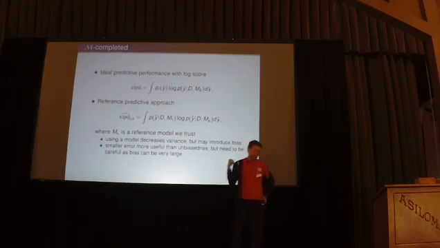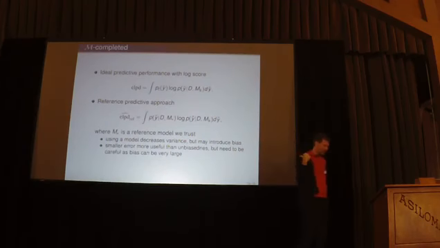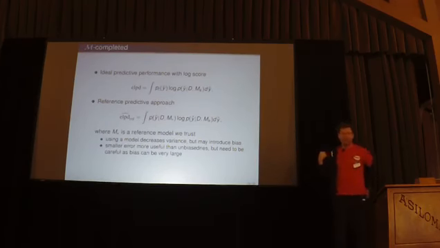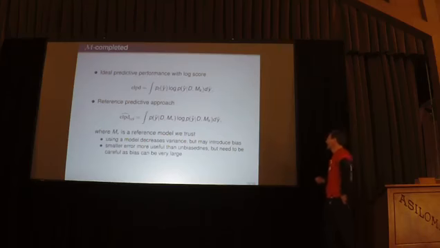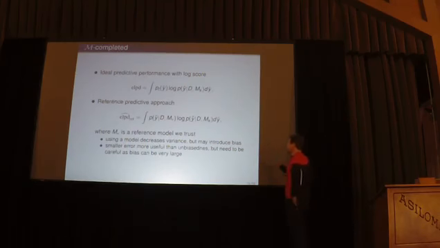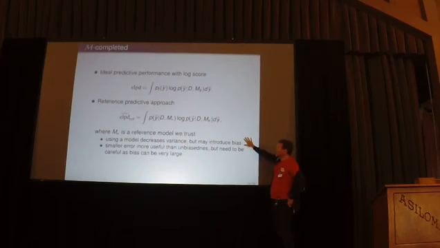In this beta blockers example, the reference model was the model with the group variable. It worked because, again, it was a very simple model. We could trust that model. In my simulation, it was actually the true model. It may introduce bias if the reference model is not good enough.